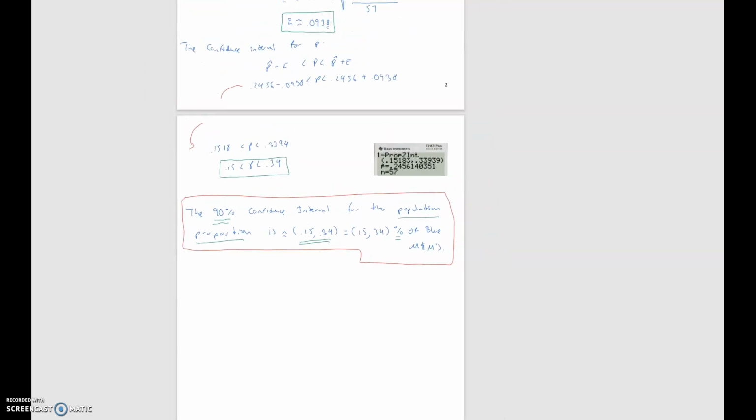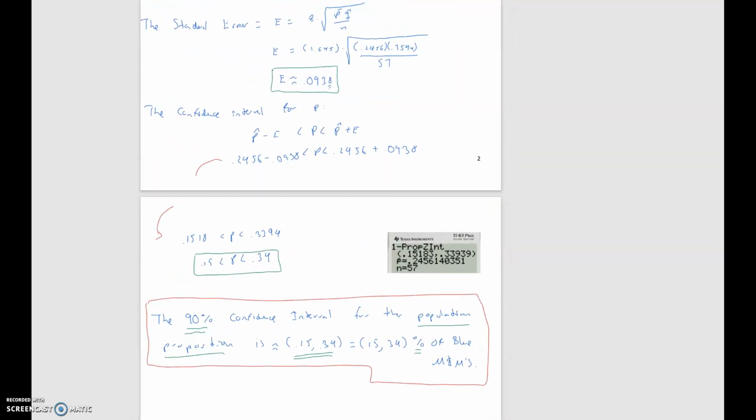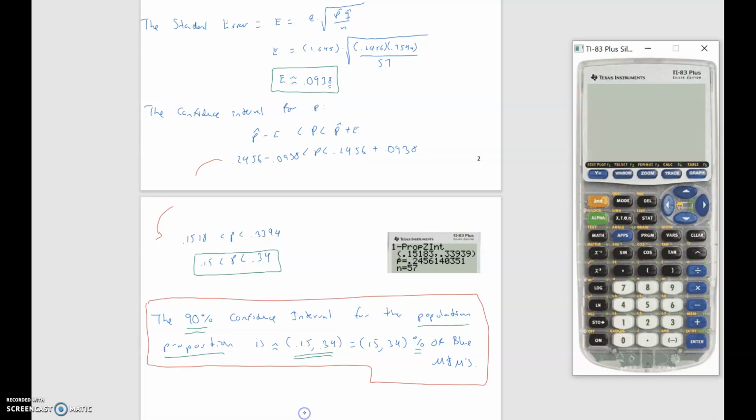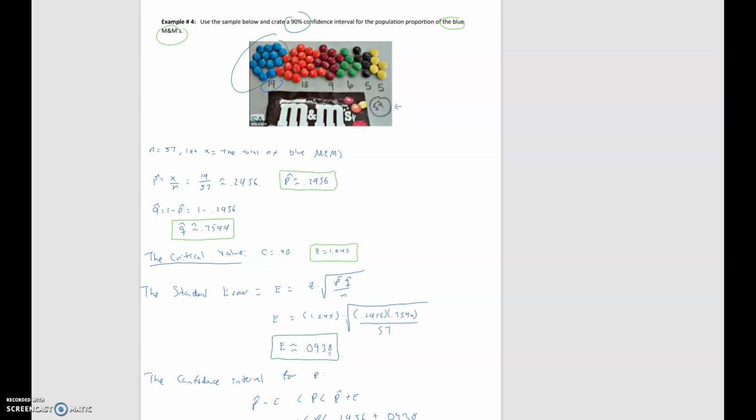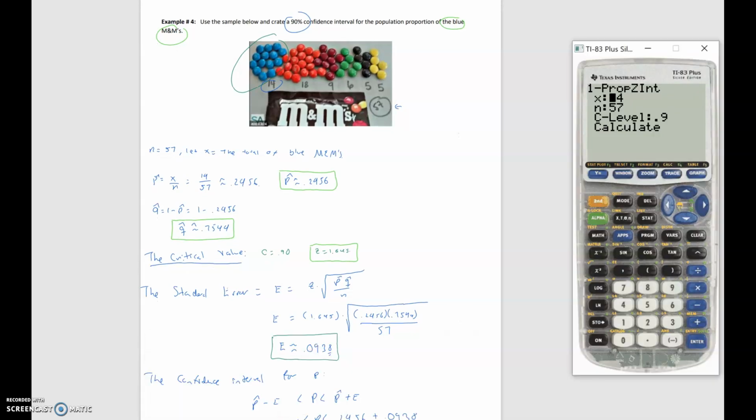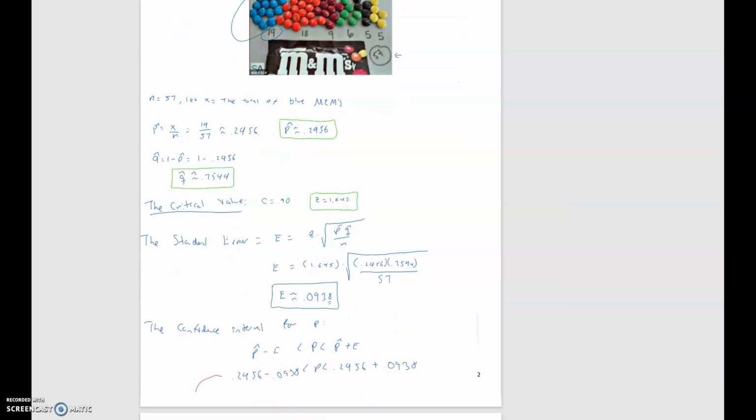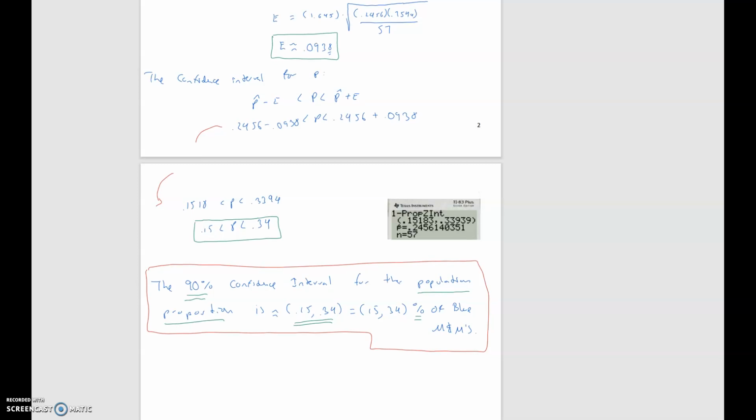Let me show you how to run the code. Now, the code that you're going to be running is under stats, then move to test, and you're looking for the 1 proportion z interval. Now, our successes were 14 blue M&Ms, followed by a total of 57, and we're coming up with a 90. So that is the code, and technically I put the code at the bottom.